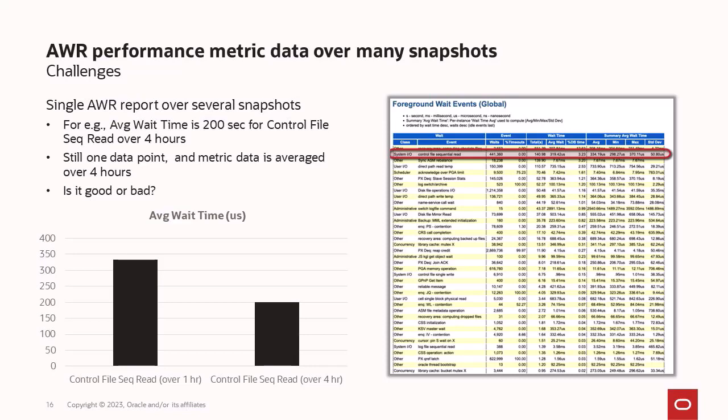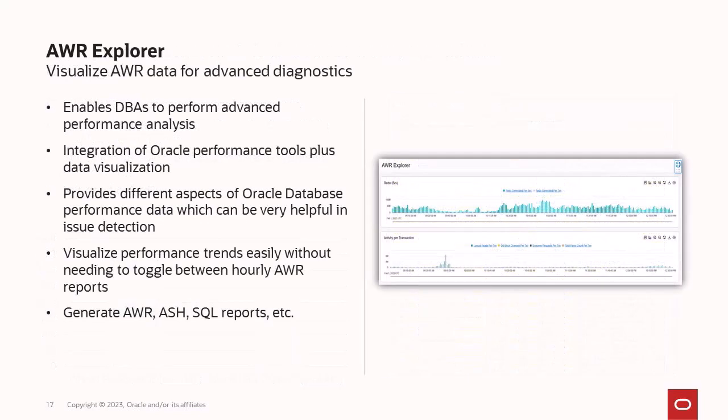Of course. AWR Explorer provides you with a graphical visualization of the most important AWR statistics and will enable you to perform advanced diagnostics of AWR data. A graphical chart reduces this average wait event problem and allows us to see spikes and patterns by keeping the individual AWR snap granularity exposed over a longer period of time. It is easy to see performance trends and identify patterns by selecting longer time ranges without generating a large number of AWR reports and toggling between them.